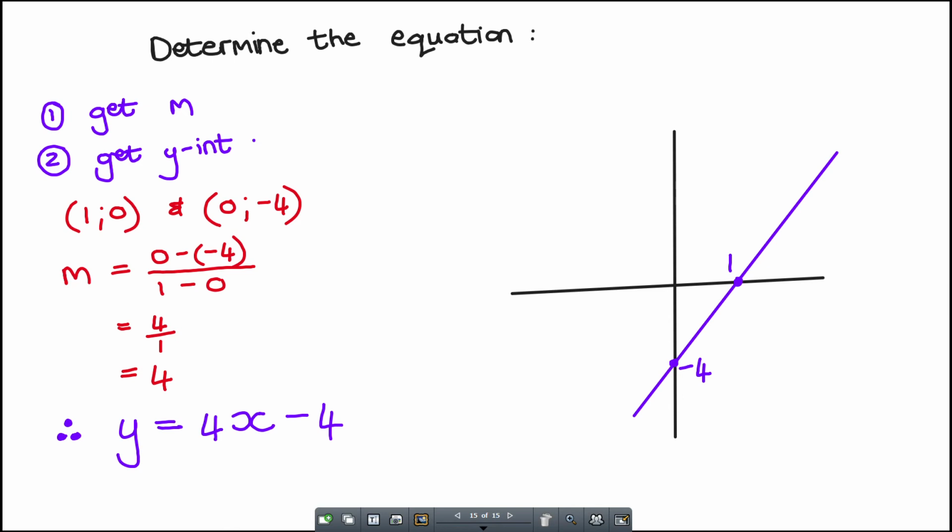Goed. Nou gaan ek vir jou enetjie doen waar hulle nie vir jou daai y-afsnit gee. Still determine the equation of the straight line. Bepaal die vergelyking van die reguitlyn.